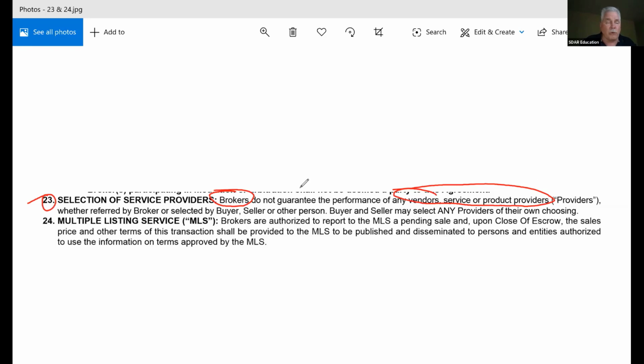I have people I like to work with. I have a list of attorneys. I love these attorneys, right? These are people I refer to a lot, okay? All right, so I'm not going to guarantee their performance, all right? I'm not going to sit down and say, well, they should have done this or they should have done that.